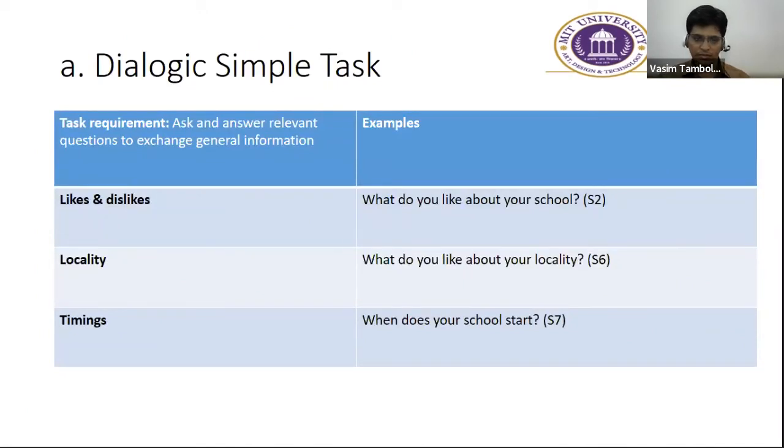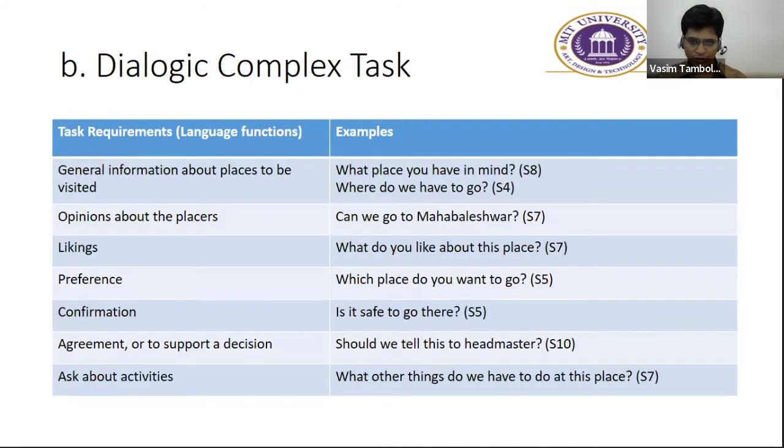These are some of the examples of question types. In the simple task, it was quite simple for them just to state likes and dislikes and ask for simple information. Whereas in the dialogic complex task, they really tried to go a level up, and they incorporated some of the language functions as it was a requirement of the task.